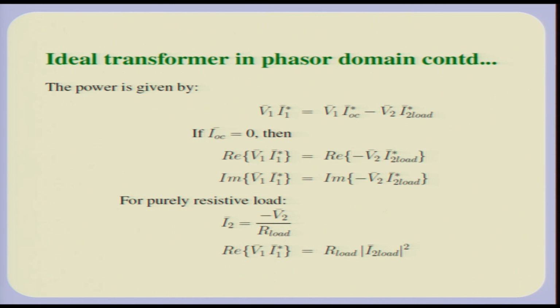Okay. For a purely resistive load, of course, if you assume IOC is again approximately 0, then real of V I star is equal to the power dissipated in the resistive load. So, this is really just showing something which intuitively makes sense, that a transformer by itself does not supply any real power. Whatever is being supplied on the secondary is in fact got from the primary.